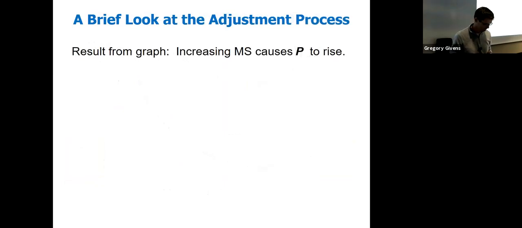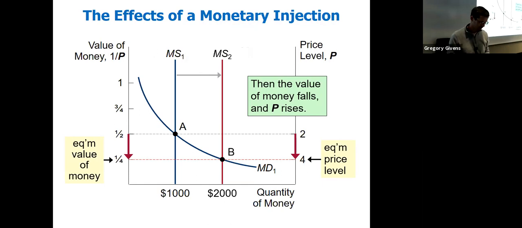Let me take a quick look at the adjustment process here, because I want to make sure everybody understands how the economy gets from point A to point B in the long run, okay? So I'm going to go over the stuff that's on the next slide, but I'm going to reference this graph here. So you may want to look ahead on your own.